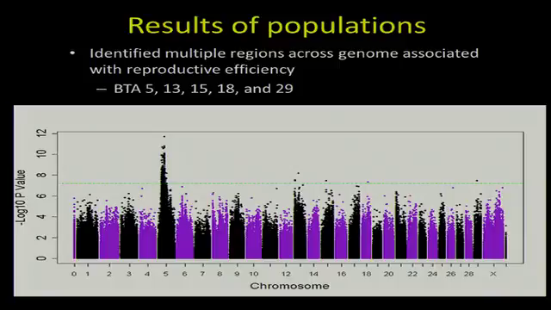So what we have here is each dot represents a SNP on that chromosome. When that SNP is associated with our trait, reproductive efficiency, and is above this line, it's significantly associated with our trait of interest. And as you can see, we get a big peak on chromosome 5, 13, 15, 18, and 29.